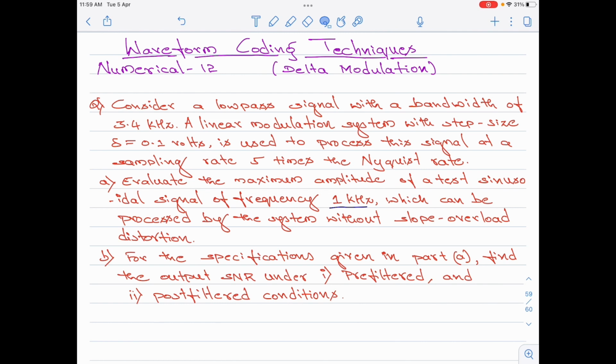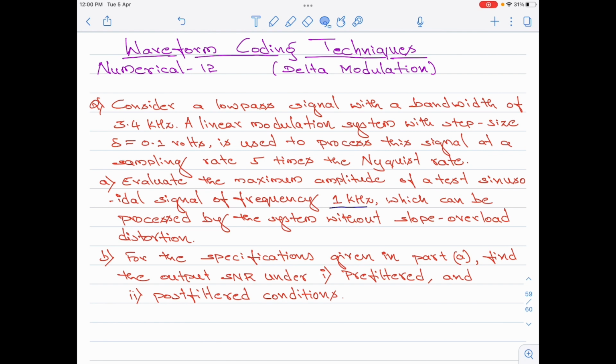Consider a low pass signal with a bandwidth of 3.4 kHz. A linear modulation system with step size small delta equal to 0.1 volt is used to process this signal at a sampling rate 5 times the Nyquist rate.